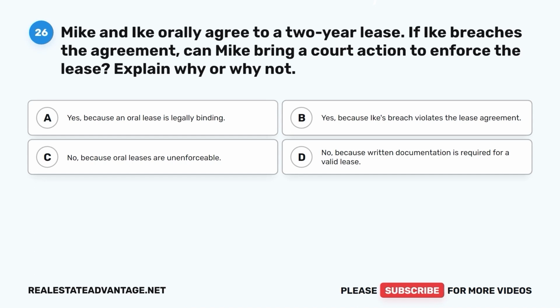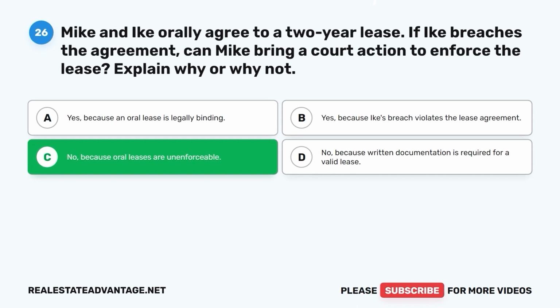A. Yes, because an oral lease is legally binding. B. Yes, because Ike's breach violates the lease agreement. C. No, because oral leases are unenforceable. D. No, because written documentation is required for a valid lease. The correct answer is C. No, because oral leases are unenforceable.